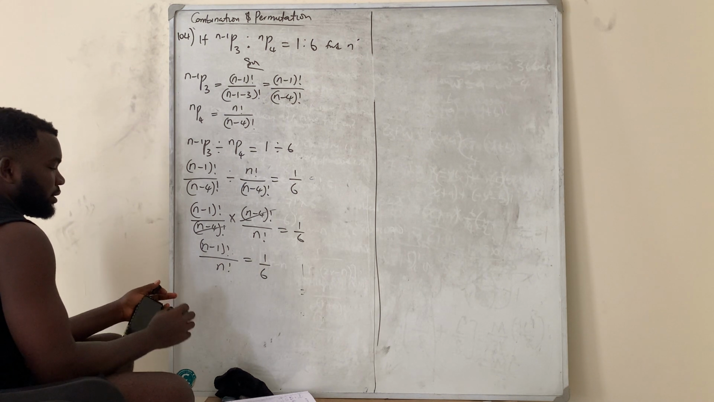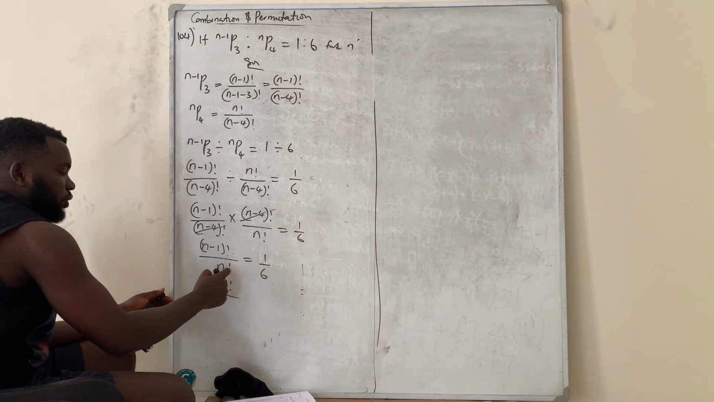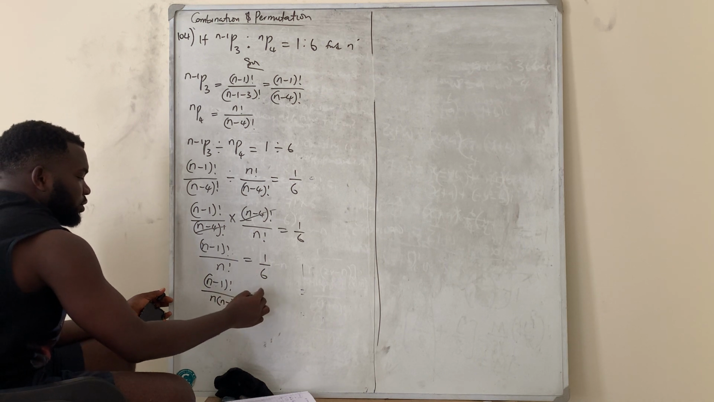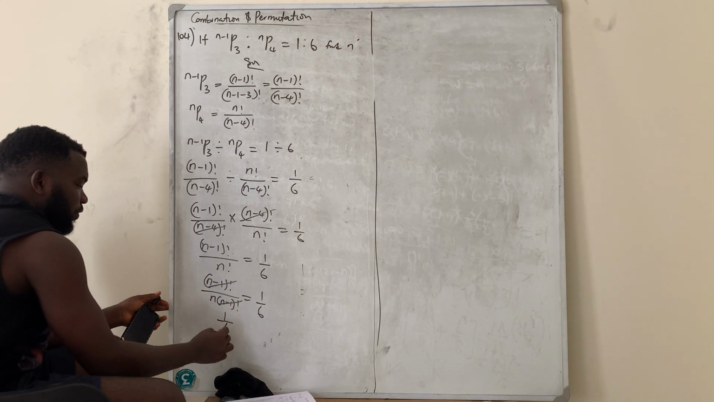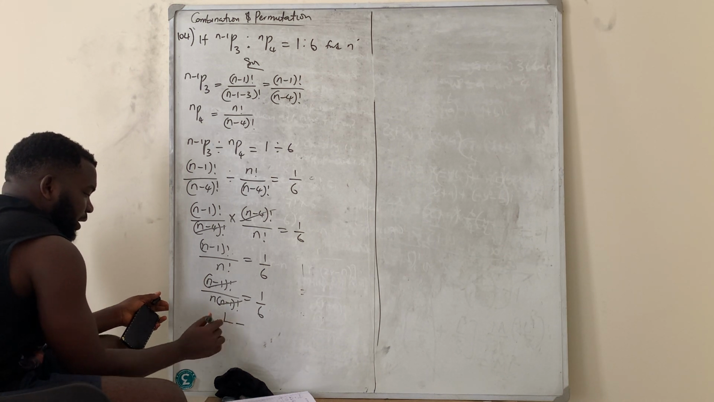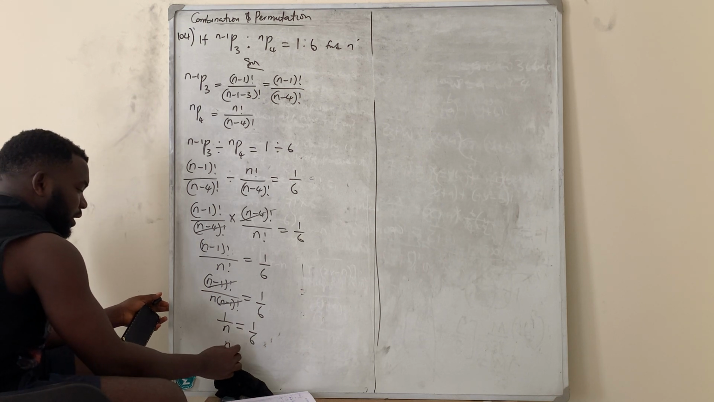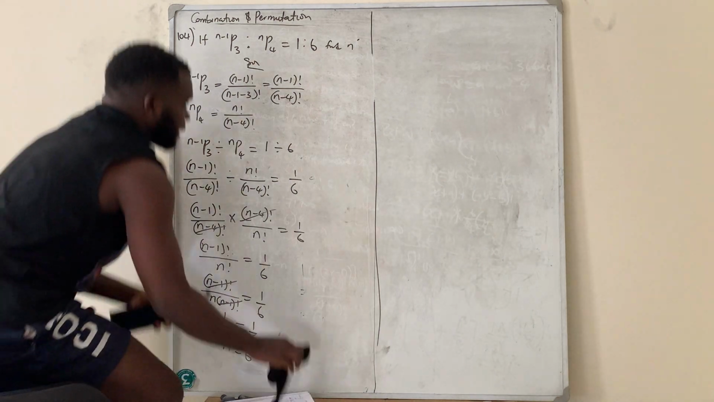Now, do you know that n factorial can be written as n times n minus 1 factorial? So it is equal to 1 over 6. This one cancels this one. I'm left with, sorry, 1 over n. 1 over n is equal to 1 over 6. So if you turn it around, you see that n is equal to 6. So n is equal to 6 is the correct answer.